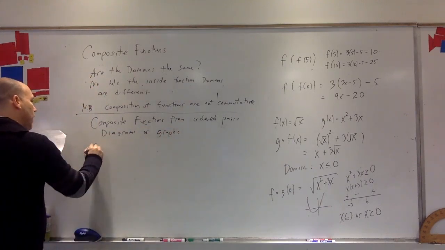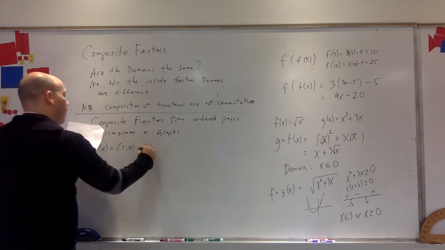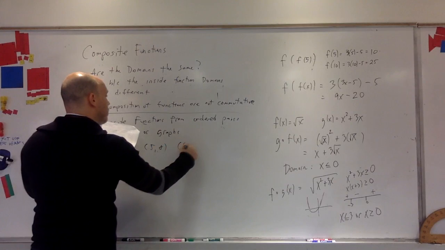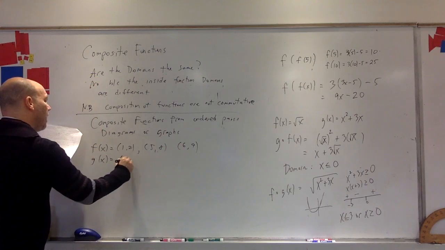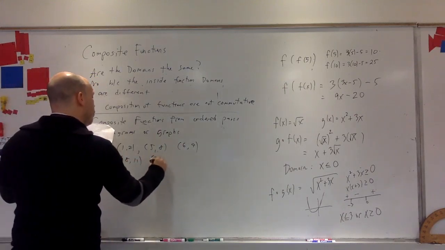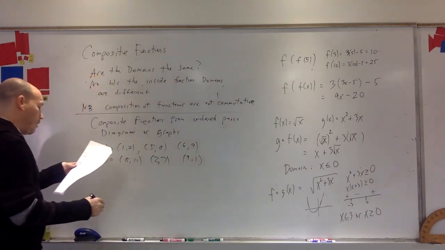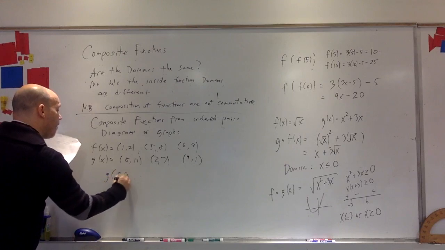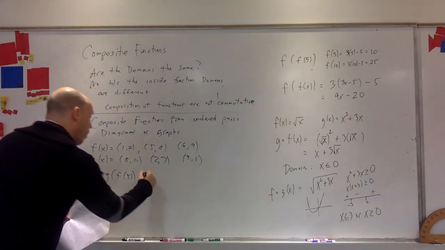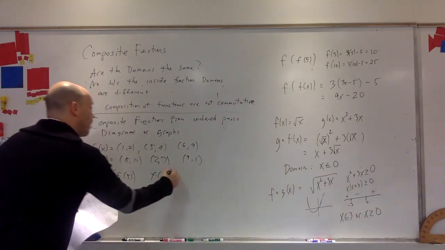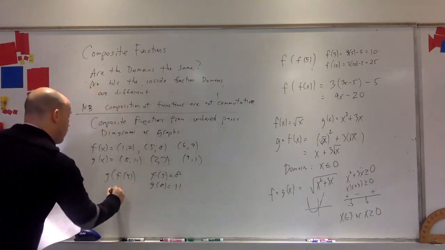So for example, if I tell you that f of x equals the points (1, 2), (5, 8), and (6, 9), and I tell you that g of x is equal to the points (8, 11), (2, 7), and (9, 1), you might ask me, what is g of f of 5? And once again, you don't have a chart, you don't have a formula, but you do have a set of points. So first of all, what's f of 5? You say that's 8, and then g of 8, that is 11. So the answer is 11.